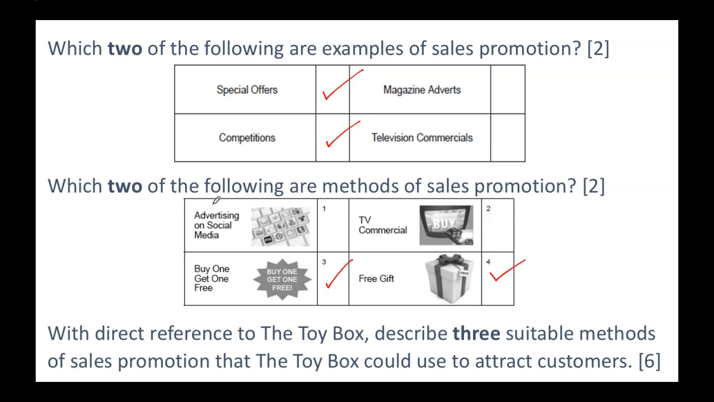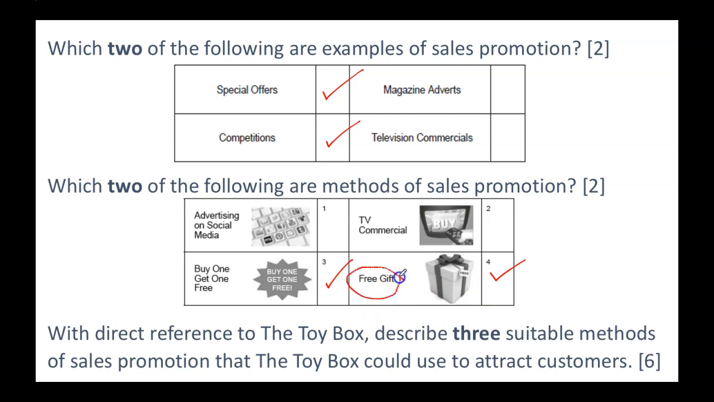A harder past paper question would be something like this. So, with direct reference to Toy Box, which there was a case study that went with this, so they sell toys. Describe 3 suitable methods of sales promotion that they could use to attract customers. So in the mark scheme, you just need to identify 3. So here are 4 that you have anyway, and that will get you 3 marks. And then you'd have to talk about it in a bit more detail.